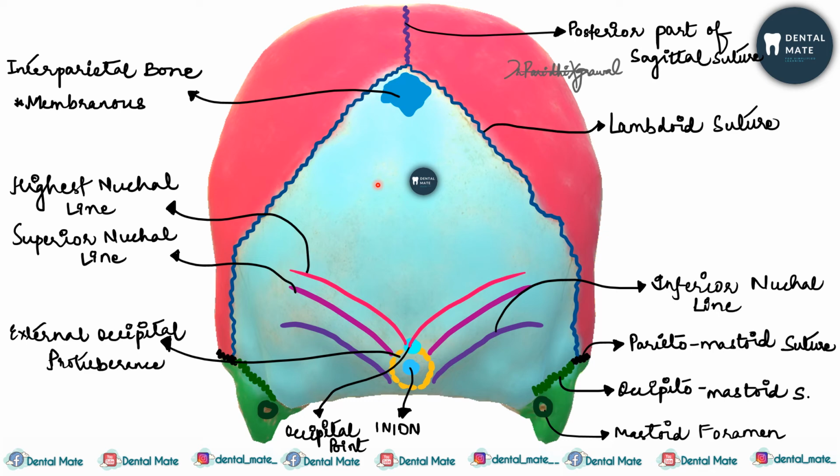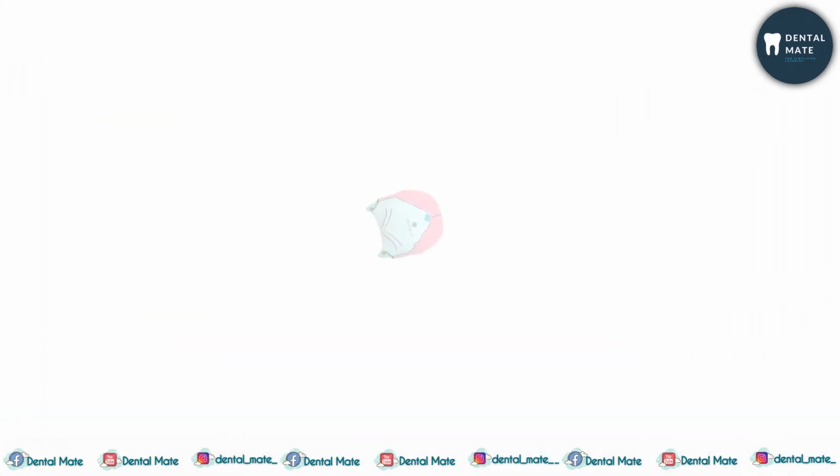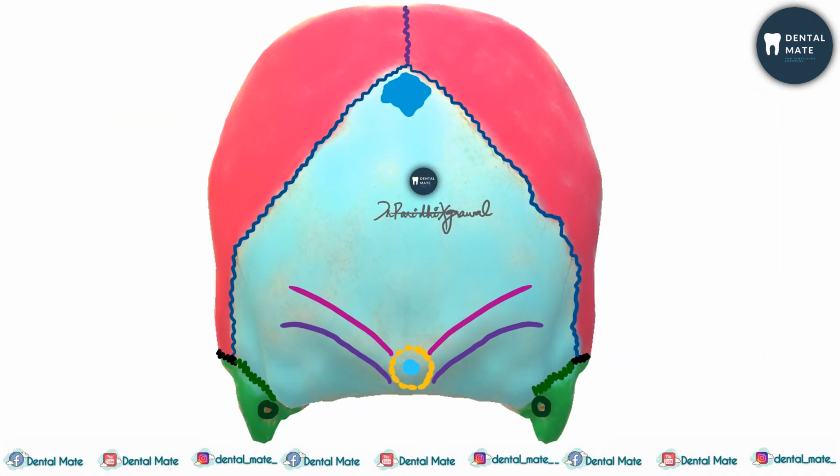The mastoid foramen is seen in the mastoid bone, and it opens internally into the sigmoid sulcus. The mastoid foramen carries an emissary vein and the meningeal branch of the occipital artery. So this is it about the Norma occipitalis.